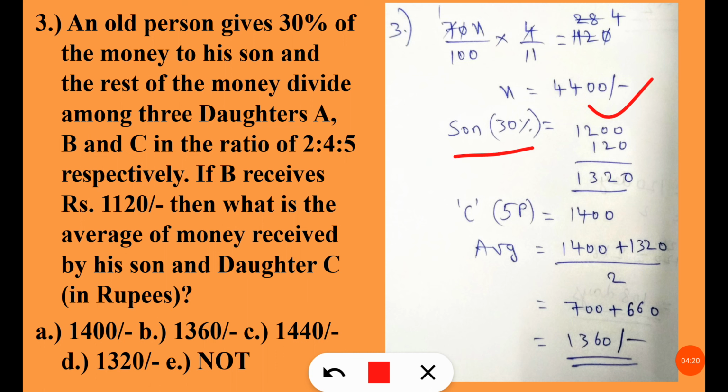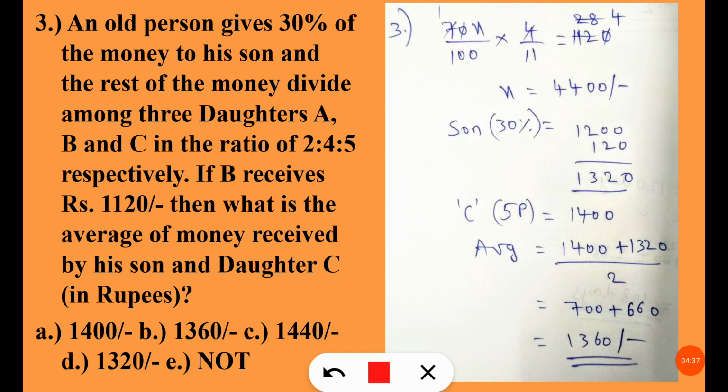Son received 30% of the money. 30% of 4400 means how much? 1200 plus 120 equal to 1320. Again, daughter C received 5 parts. 4 parts value is 1120, so 5 parts value is 1400.